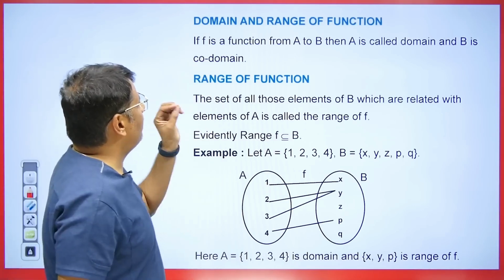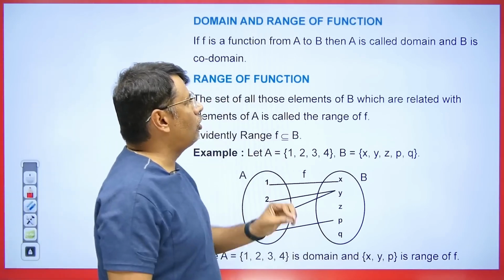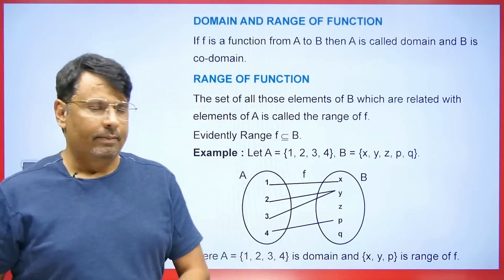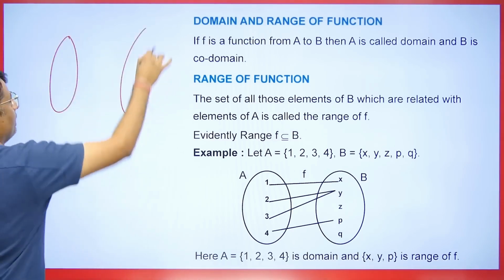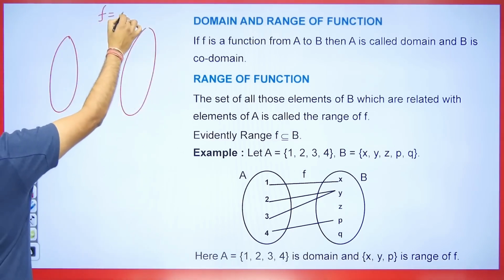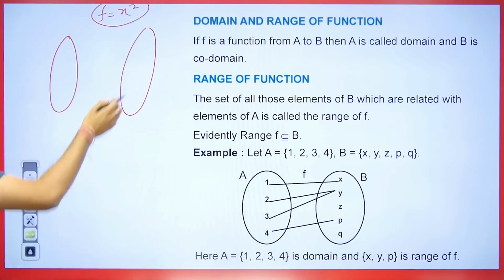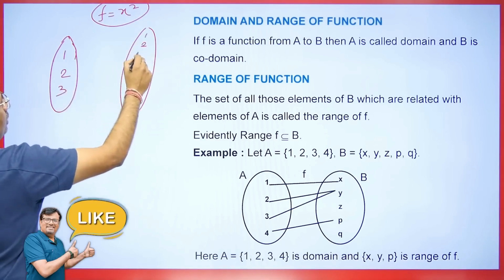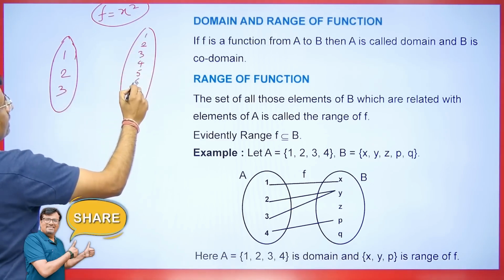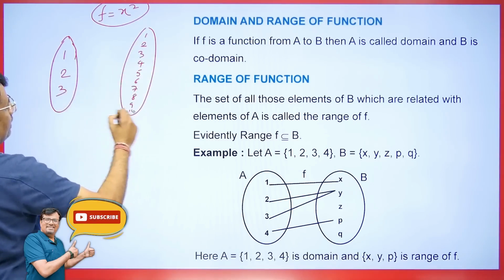If a function goes from A to B, then A is called the domain and B is called the codomain. So it simply means that whatever element is given to us. Let's say that we have a function f is equal to x square, or function y is equal to x square is given to us. Okay, students? And now you can see that here elements 1, 2 and 3 are given to us. And here we have 1, 2, 3, 4, 5, 6, 7, 8, 9 and 10, right?